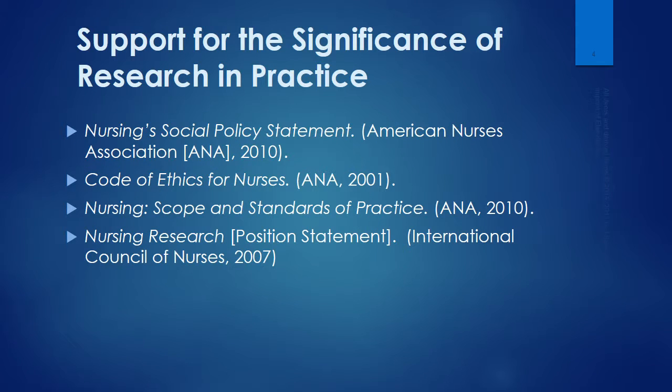The American Nurses Association and the International Council of Nurses provide support for the significance of research and practice. The ANA, or American Nurses Association, has the Nursing's Social Policy Statement as well as the Code of Ethics for Nurses. They also have published Nursing: Scope and Standards of Practice, and then the International Council of Nurses have published a position statement on nursing research.